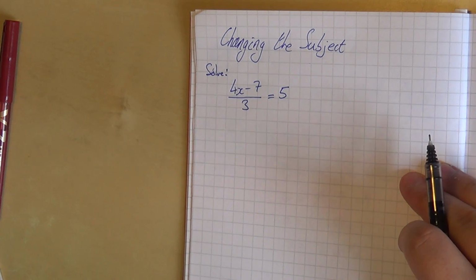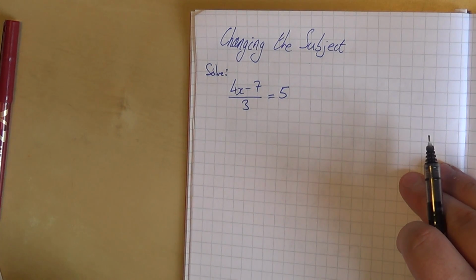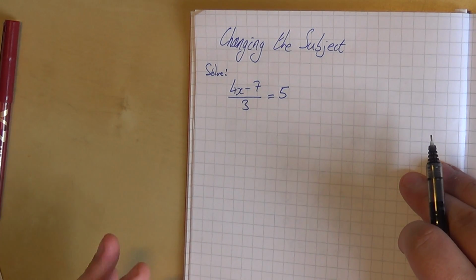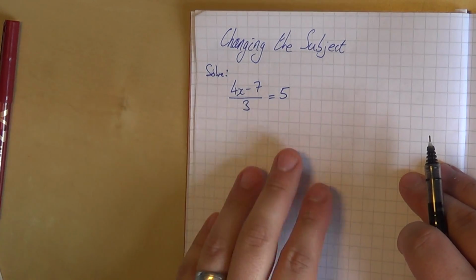We're going to look at rearranging formulae, which is also known as changing the subject. Very quickly, I'm going to recap the principle behind solving equations, and if you can remember that, this is very, very easy. If you can't remember that, you need to practice this first.